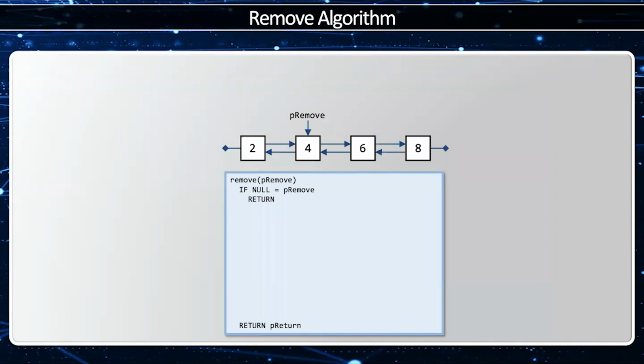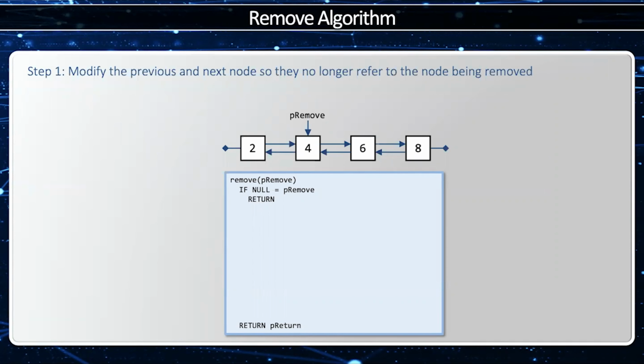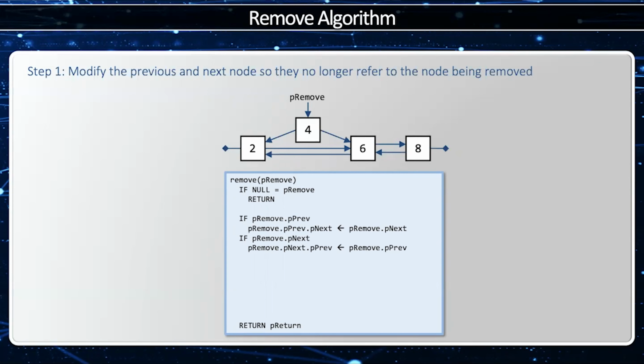The algorithm is as follows. First of all, if the node we're pointing to that we're trying to remove does not exist, then we do nothing. Next, we modify the previous node and the next node so they no longer refer to the node being removed. The p-remove will no longer be part of the linked list, but p-remove itself will still point to the previous and next node. And then the final stage is to delete the node itself.